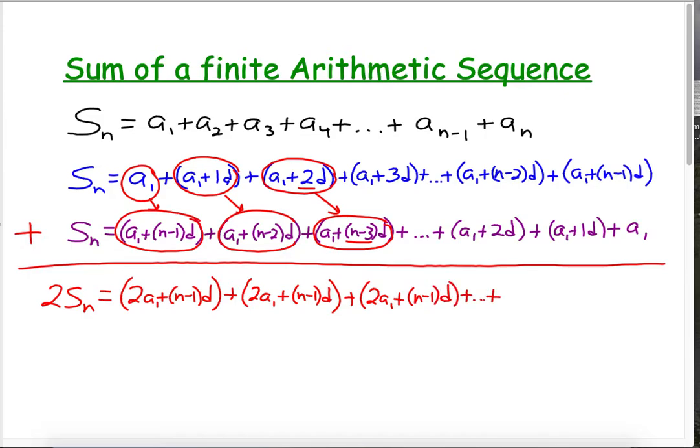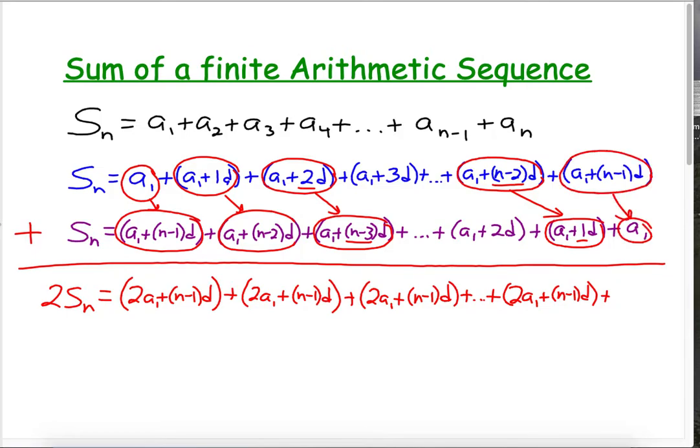And it keeps going. Let's jump to the second from the end. That's going to match up with this one, second from the end. And we have 2a sub 1's. And then we have n minus 2 d's plus 1 more d. So n minus 2 plus 1 is n minus 1 d. And then we combine the last two terms here, and we get 2a sub 1 again plus n minus 1 times d.